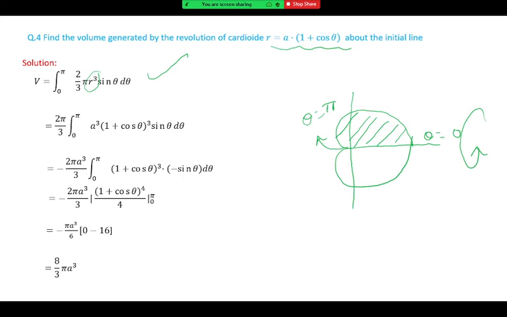If anyone has a doubt, the most important thing for the volume of a polar curve is that you have to remember this formula. The formula is the main part. Got it? Yes, sir. So I will show you the last question then.